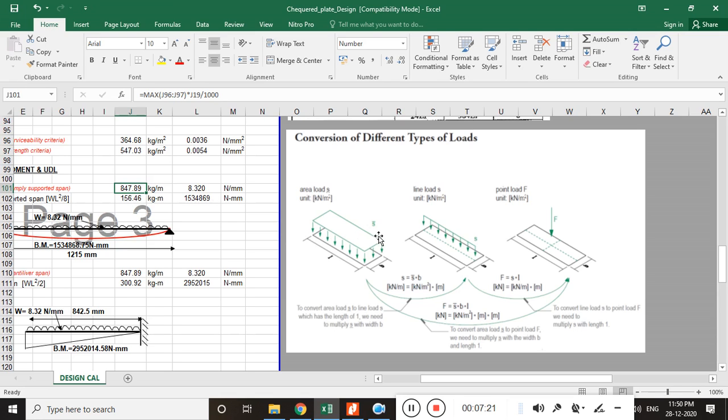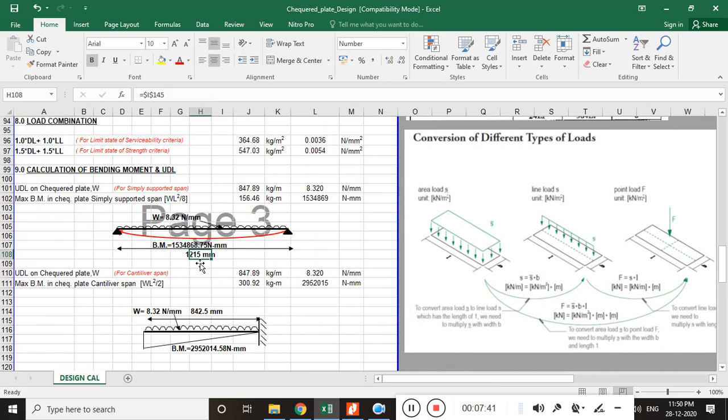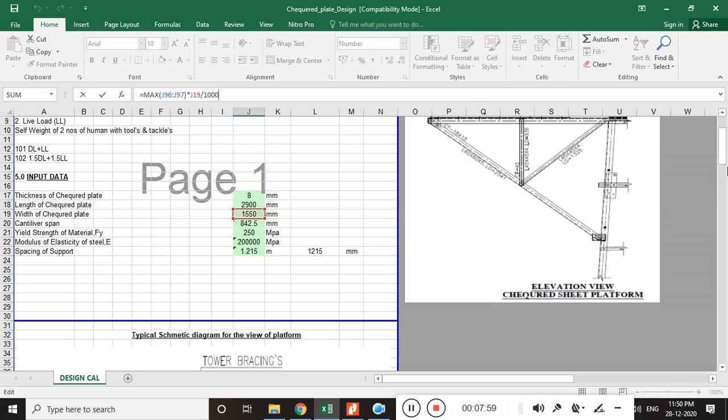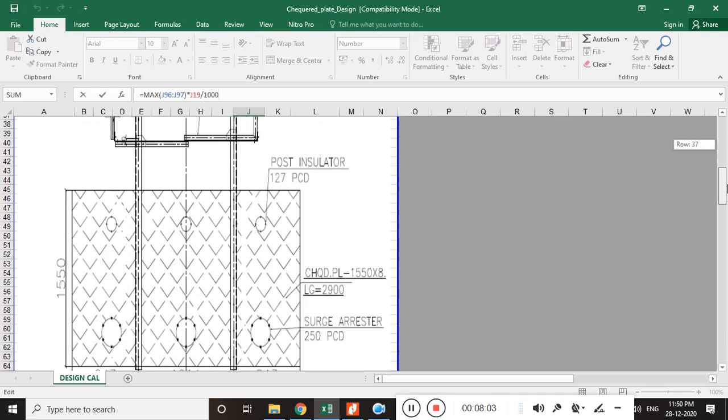This is the load I have. If I have to convert this load into a line load, what I have to do is multiply this S dash by the width. Then I get the load S, which is distributed along the length. My span was 1250, so I want the load distributed along the span. So I have multiplied that area load by the width, and the width is J19, that is 1550. This is the width.